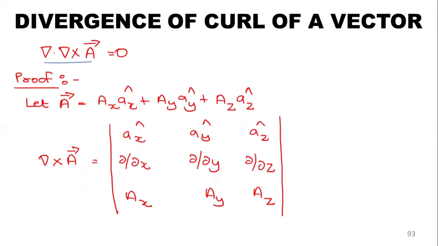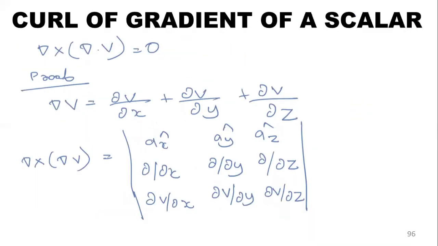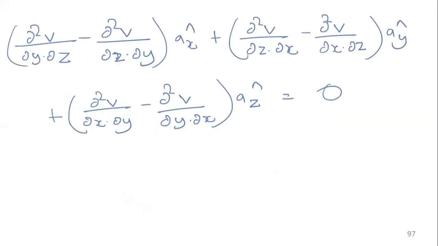And then we have two relationships. There is the divergence of curl of a vector, that is del dot del cross A equal to 0. So we proved that. And then we have another relationship, that is curl of gradient of a scalar, that is del cross del V equal to 0. That also we proved, and we proved that it is equal to 0. Okay.